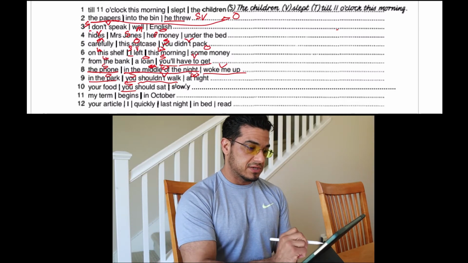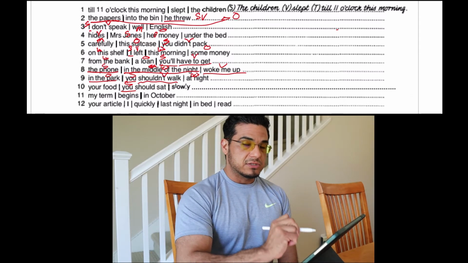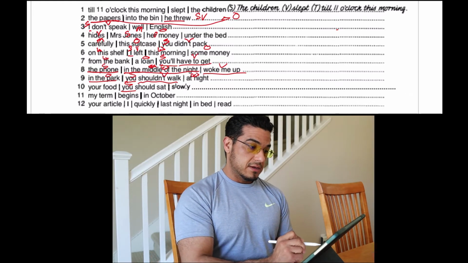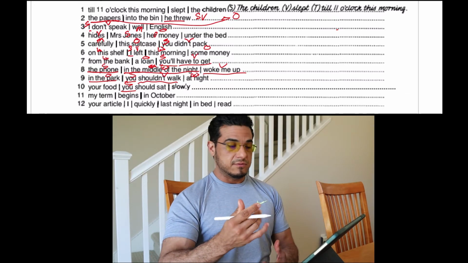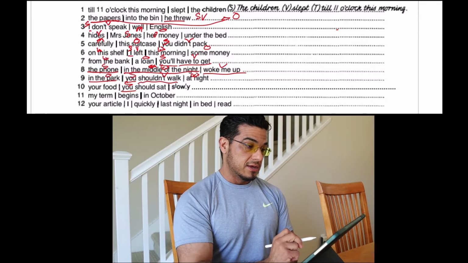So you is our subject. What should you have done? Should have sat. Slowly is going to be your adverb. It's telling you the manner in which you are sitting with your food. So you want to include that with your food as opposed to your food on its own.